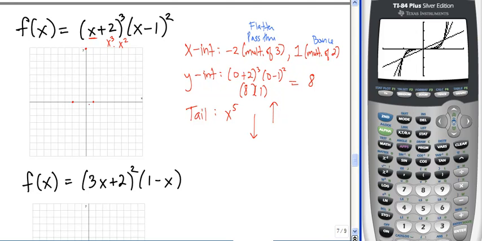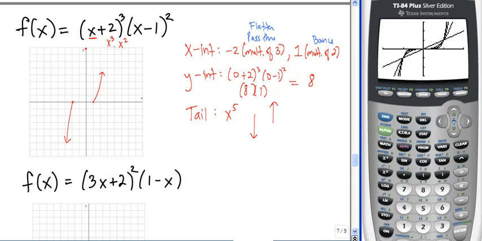So since I only have these two intercepts, the one on the left I'm going to have to shoot down, going down, and the one on the right is where I'm going to have to shoot up from, like that. And now we need to connect through our intercepts. So remember, at -2, this was an odd multiplicity, so we're supposed to pass through it. We're not going to bounce off here. We're going to go ahead and pass through so we can carry on and hit that y-intercept.